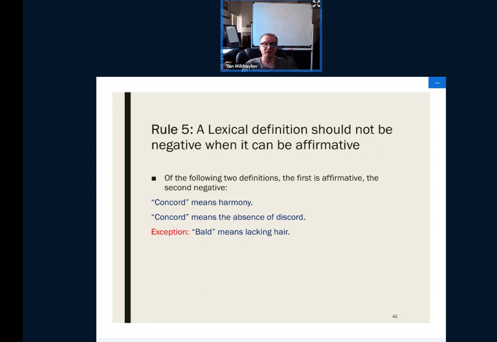Lexical definition should not be negative when it can be affirmative. What does it mean? Well, for example, affirmative definition: concord means harmony. Negative definition: concord means the absence of discord. Note that if you are defining it with the absence of something or lack of something, that is negative. However, there are exceptions. In some cases it's unavoidable, such as bald. Bald means, like in hair, well, it's very difficult to figure out a way to make it affirmative. You have to mention the fact that it is lacking something, right? Lacking hair.